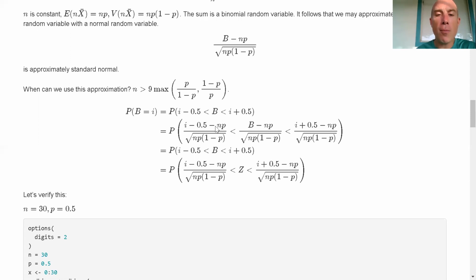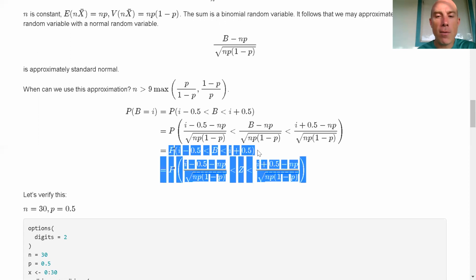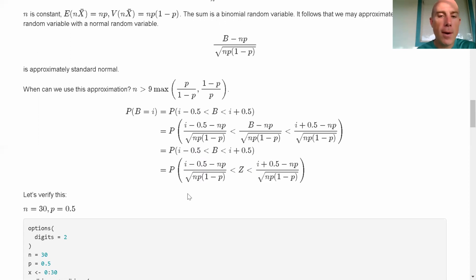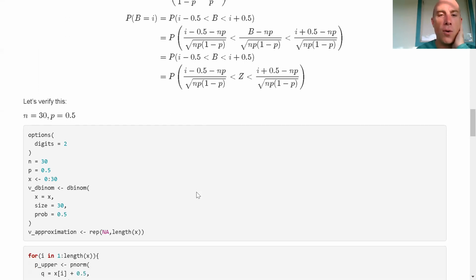And so I do that here. I subtract NP, subtract NP, subtract NP, and then divide by the standard deviation each time. All right, this line I did not want there. It's not incorrect, but it doesn't work out. And so we're going to approximate. This should be an approximation. We will approximate this with a standard normal random variable. All right, so let's verify that this actually works out.